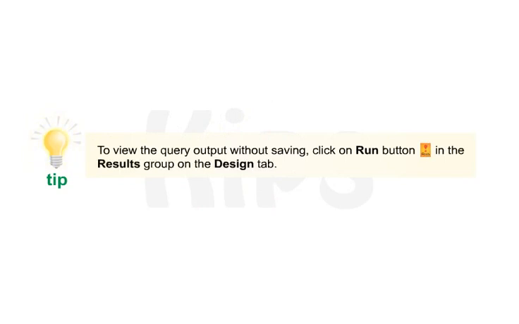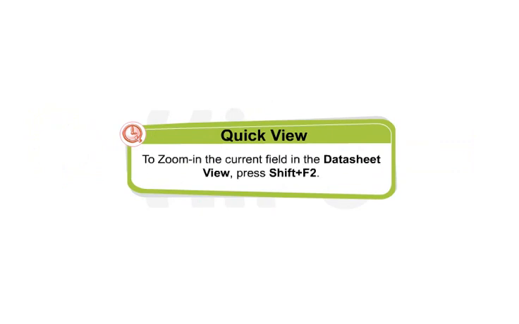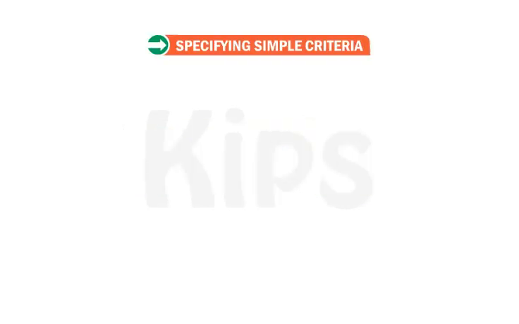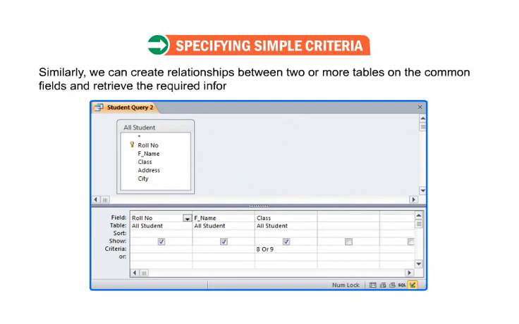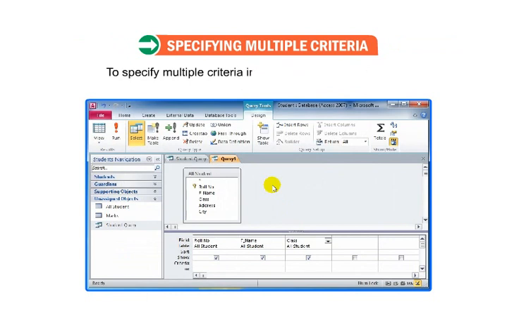Okay, let me give you an interesting tip. To view the query output without saving, click on the Run button in the Results group on the Design tab. Let us take a quick view. To zoom in on the current field in the datasheet view, press Shift plus F2. Similarly, we can create relationships between two or more tables on the common fields and retrieve the required information using a query.